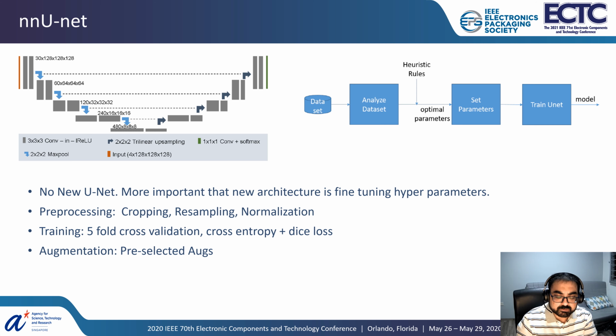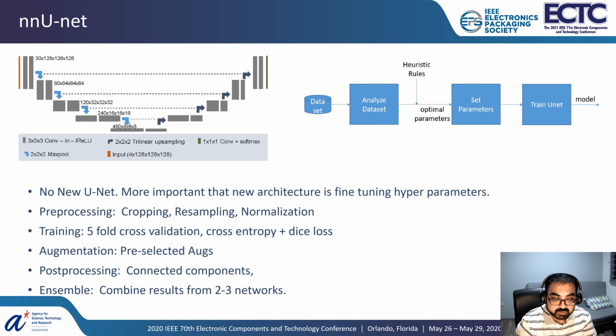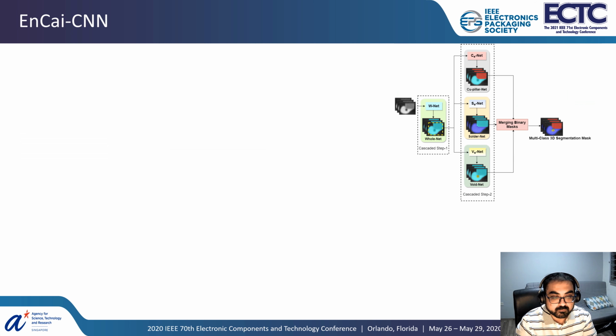And for augmentation, they have certain pre-selected augmentations that work really well for the given data set. So for each data set, this augmentation may vary. And for post-processing, they use connected components, especially if they're using 2D segmentation followed by post-processing to convert that into 3D. And they have 2 or 3 different networks, and internally the model will try and see whether combining results of these networks gives them better results or not.